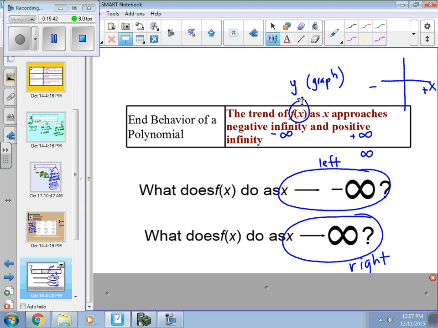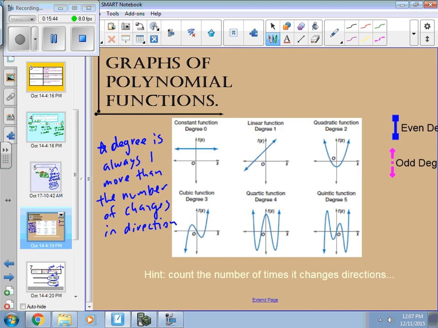Let's go back to our pictures here. On degree 2, if you look here, both ends are going to positive infinity. If you look at degree 3, the left side's going to negative infinity, the right side's going to positive. Degree 4, they're both going to positive infinity. Degree 5, the left side's going to negative infinity, and this one's going to positive infinity.